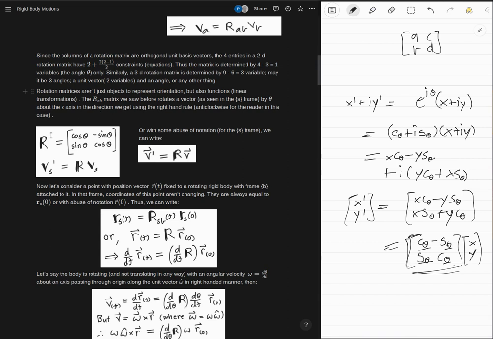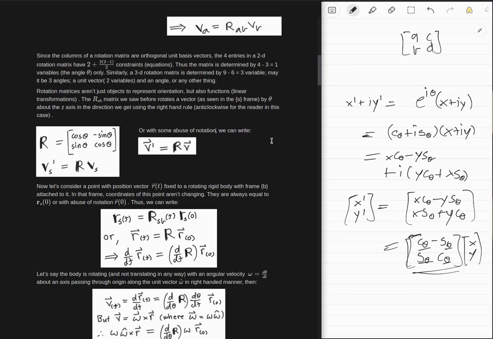All right. So this is a 2D rotation matrix, and this is boldface v S dash equal to whatever. With some abuse of notation for the S frame, we can write this thing. So it doesn't have to be necessarily for the S frame, because as you will see later on, we'll be using this notation for any frame.